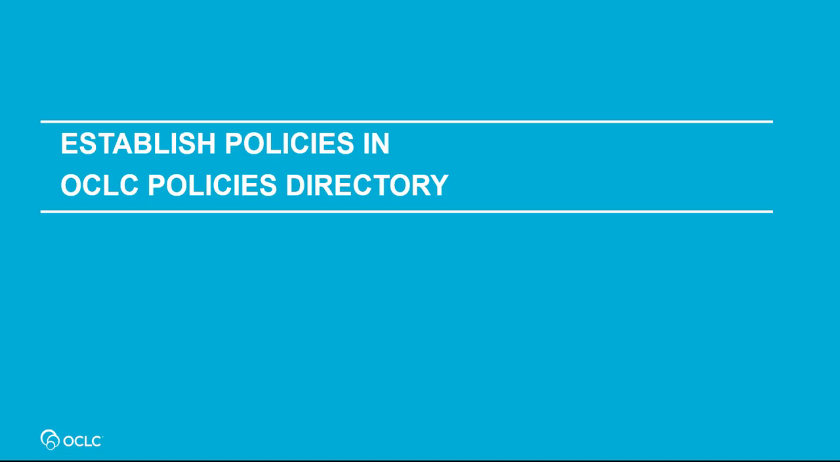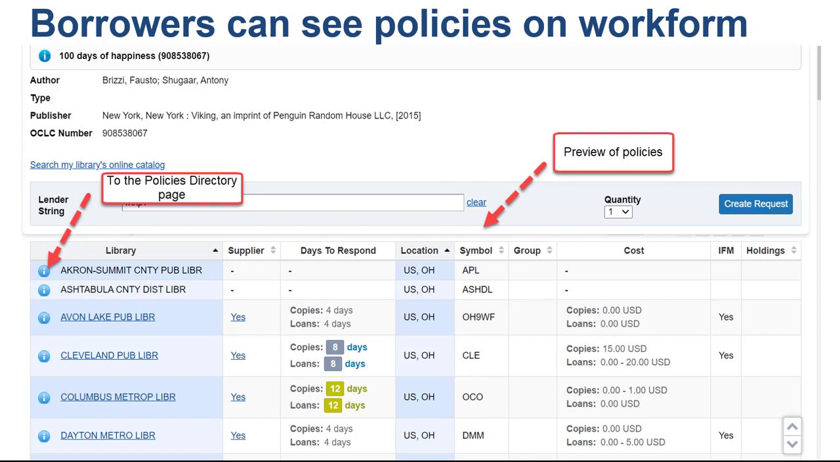When libraries set up their policies in OCLC Policies Directory, the summary of those policies are available on the list of lending libraries for a borrowing library to choose to add to the lender string when creating a borrowing request. From there, the borrowing library can click the blue eye icon next to the library's name and access the library's OCLC Policies Directory page.